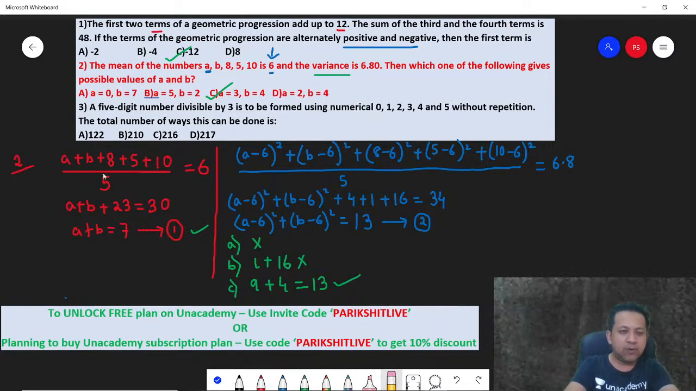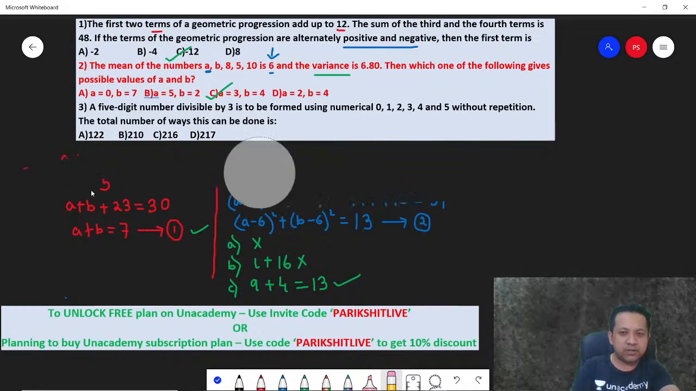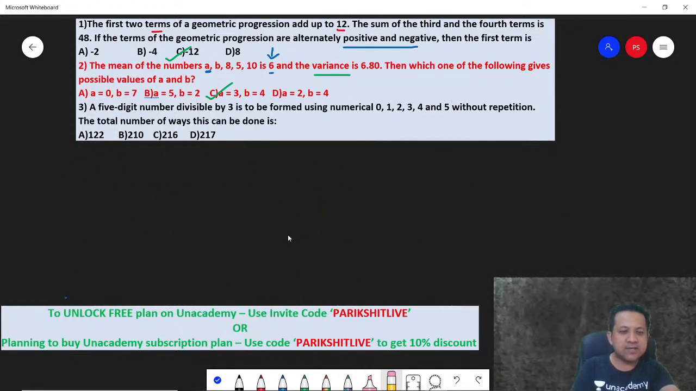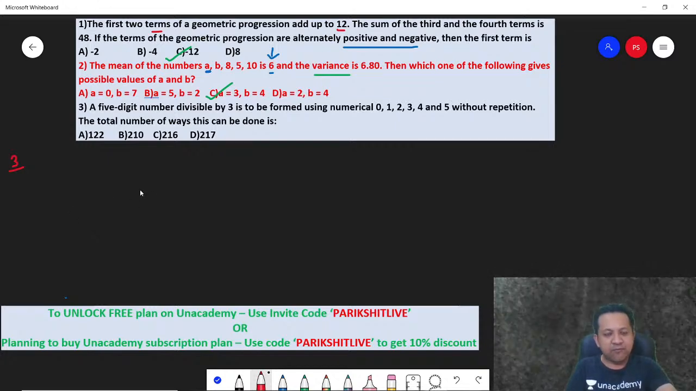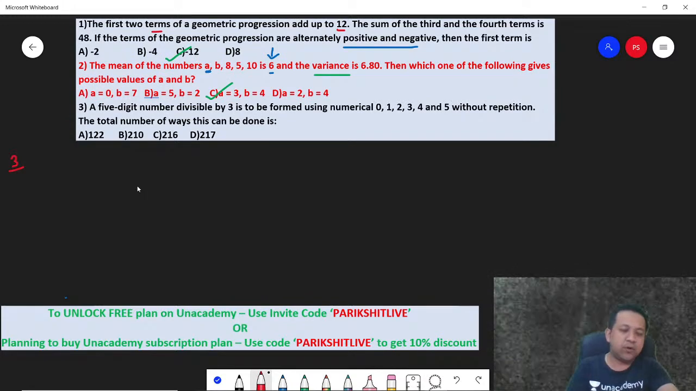Let's go to the third one, number 3 on your screen. A 5-digit number divisible by 3 is to be formed using the numerals 0 to 5 without repetition. The total number of ways this can be done is, okay, fine.